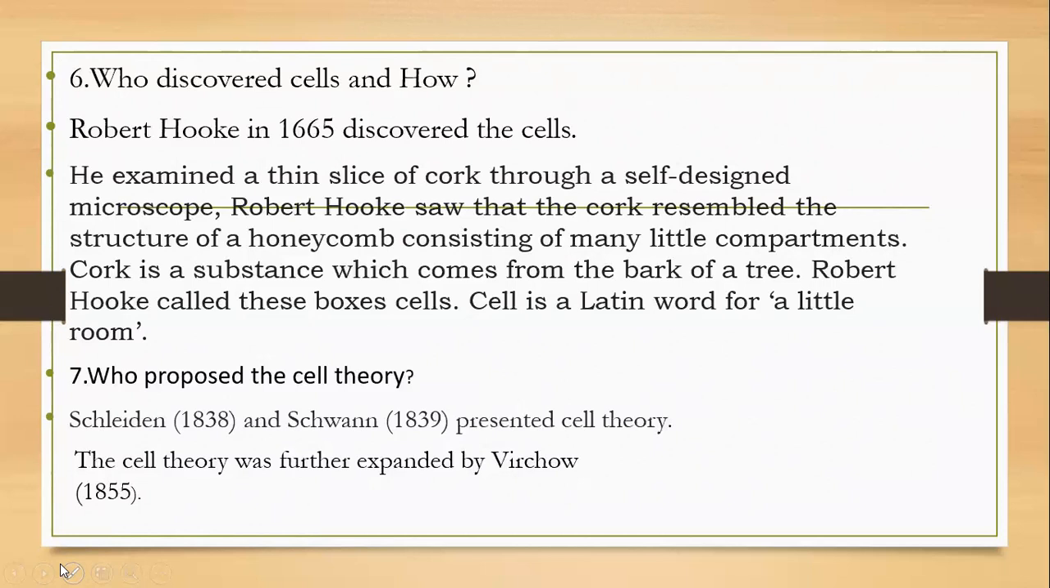Who proposed the cell theory? Schleiden and Schwann presented cell theory. This theory was further expanded by Virchow in 1855.